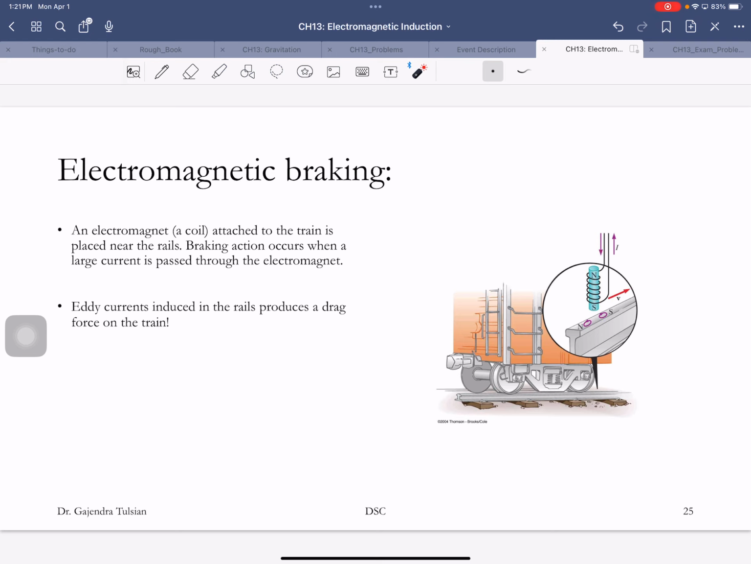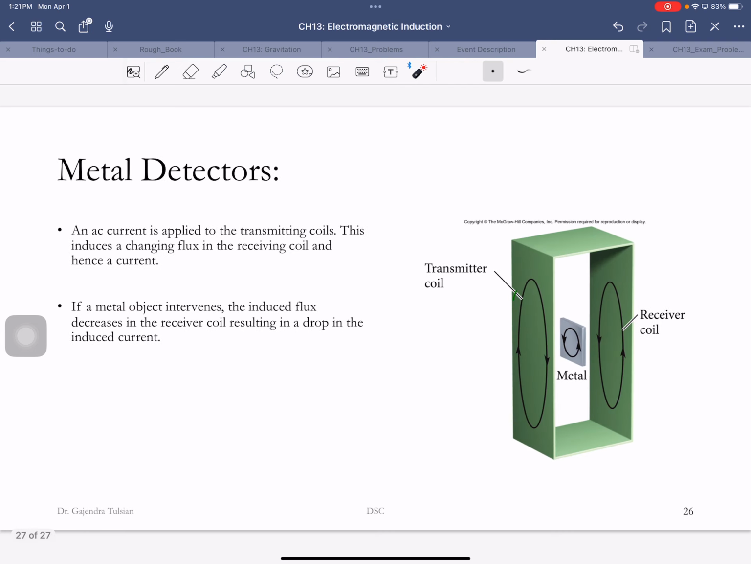And what is the other advantage? No wear on brake pads. Okay, so this is a guaranteed stop. All you have to do is flip a switch. So this is electromagnetic braking.